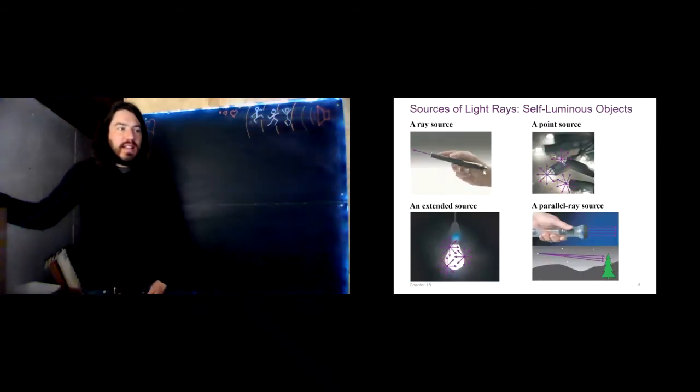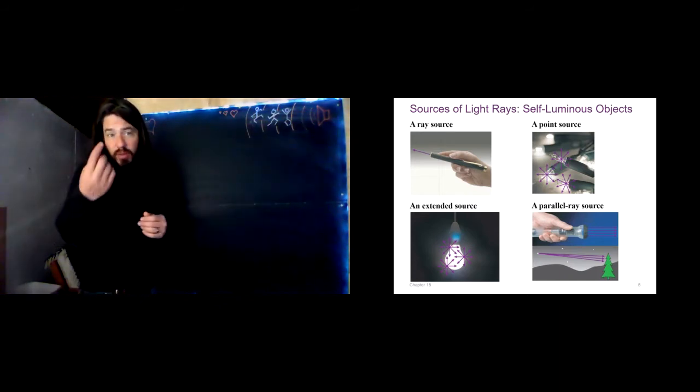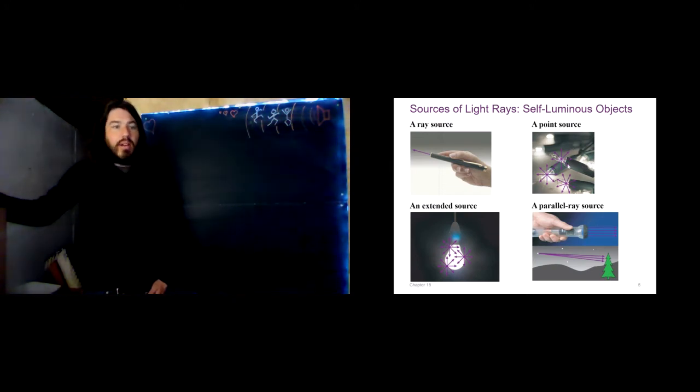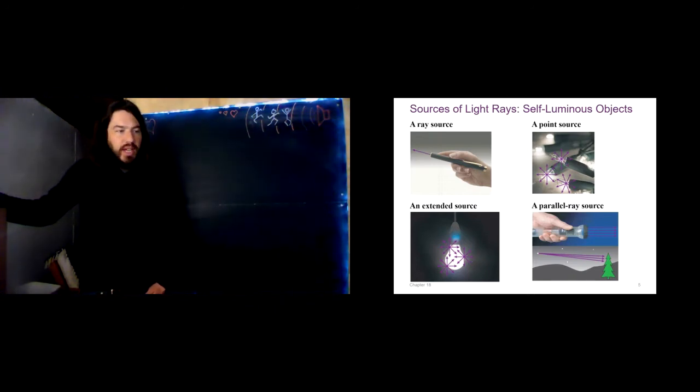So sources of rays, like I said, a laser pointer is a pretty good model of a light ray source. We can also have a point source, and basically a point source is something that emits light in all directions, but only from one single point. And a Christmas light is a pretty good model of a point source. An extended source illuminates from various parts of the object.